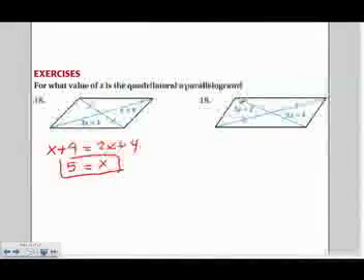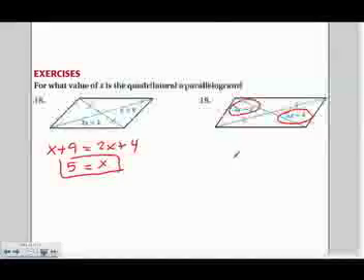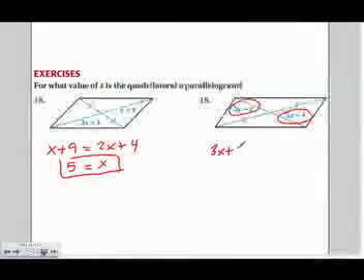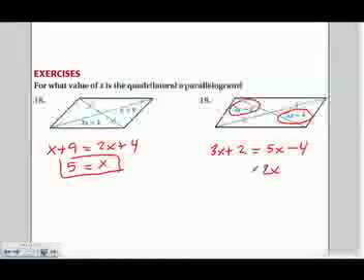Same deal over here. It's not quite clear, but this goes with this segment, and this one goes with this one. That means that 3x plus 2 is equal to 5x minus 4. This gives us 2x is equal to 6, and x is equal to 3.